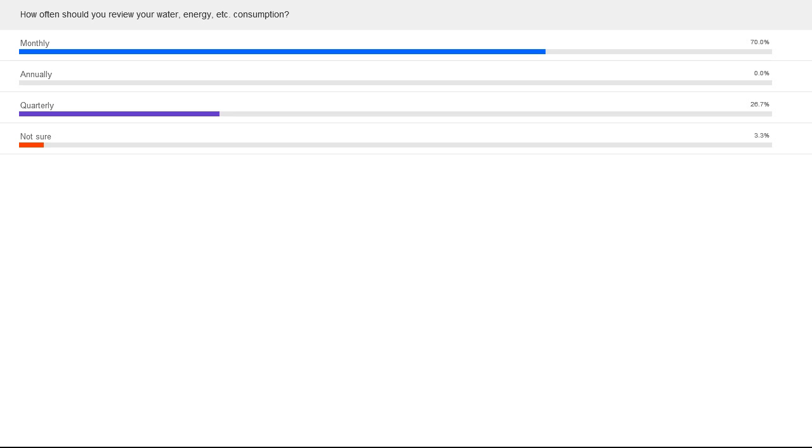Monthly is the highest choice, quarterly is second. Good responses. I think that initially looking at these usages monthly is a great way for a team to get a really good, immediate handle on their water and energy use. Over time, what people are learning is that looking at this routinely on a quarterly basis is the way that companies evolve toward.